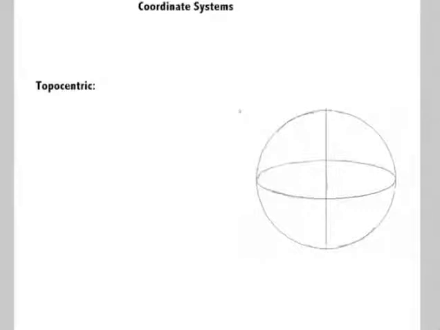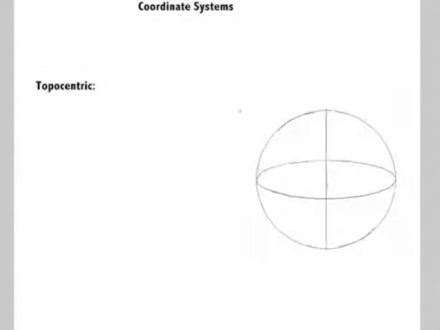In this video, I will be talking about coordinate systems. There are many coordinate systems astronomers use to describe positions of objects in the sky or on the Earth. Depending on what we are trying to measure, we may use one coordinate system over another. Let's begin by considering the topocentric coordinate system.